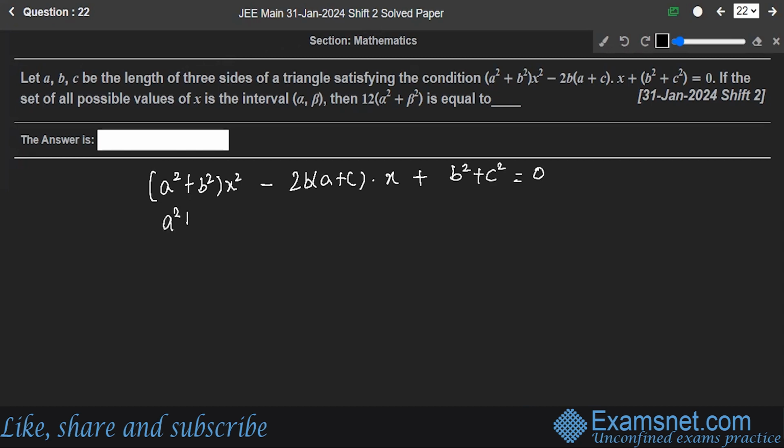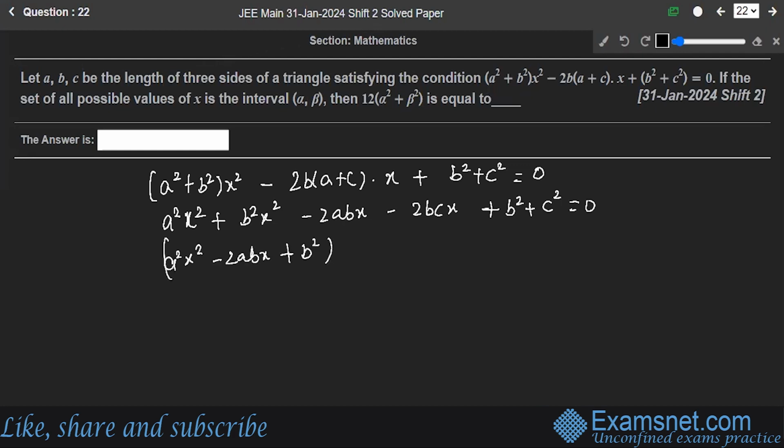Let's open up the brackets. You have a square x square, b square x square, minus 2abx, minus 2bcx, plus b square, c square, equal to 0. Let's combine the terms: a square x square minus 2abx plus b square, plus b square x square minus 2bcx plus c square is equal to 0. This is the perfect square (ax minus b) whole square, and this one is (bx minus c) whole square, equal to 0.